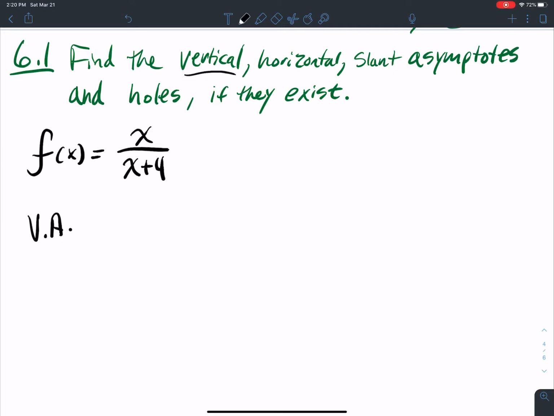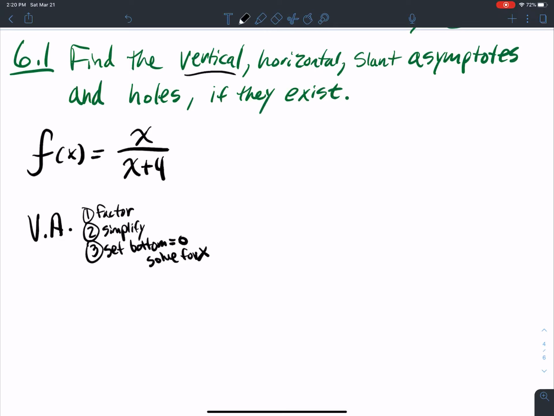Well, to find a vertical asymptote, what do I do? I think about my 3 steps, okay? Step 1, factor. Step 2, simplify. Step 3, set the denominator, the bottom, equal to 0 and solve for x, okay? So factor, can I factor it any? No, we're good. Simplify, can x cancel with that x? No, don't think so. Maybe in magic land, okay?